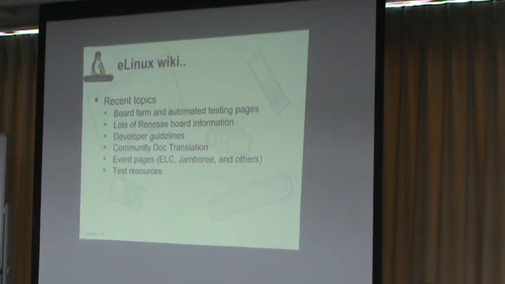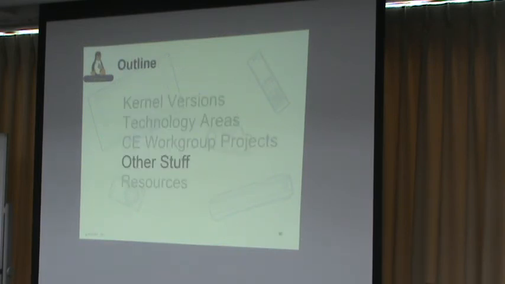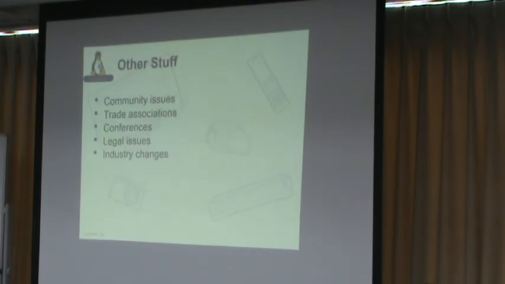We do have event pages. We have a list of events coming up, so if you know when the next Jamboree is going to be, you can find that there, or the next Embedded Linux Conference. And again, tests, you're not surprised to see tests mentioned there since these are originally Tim's slides. A lot of test information. Now other stuff, everything that doesn't fit in other categories: community issues, trade associations, conferences, things going on in the legal world, and general industry business changes.